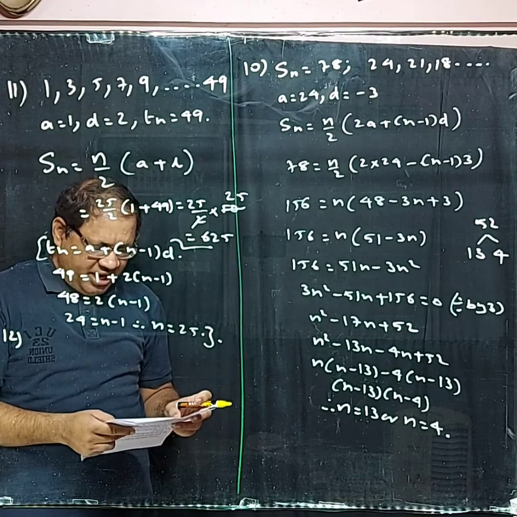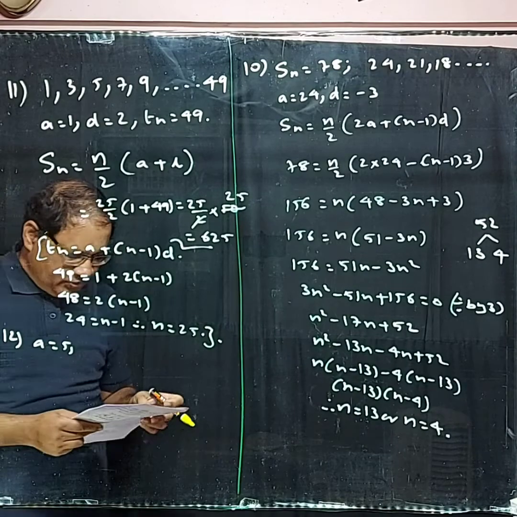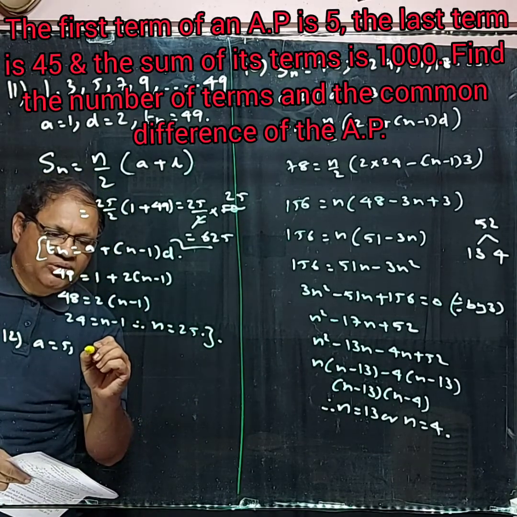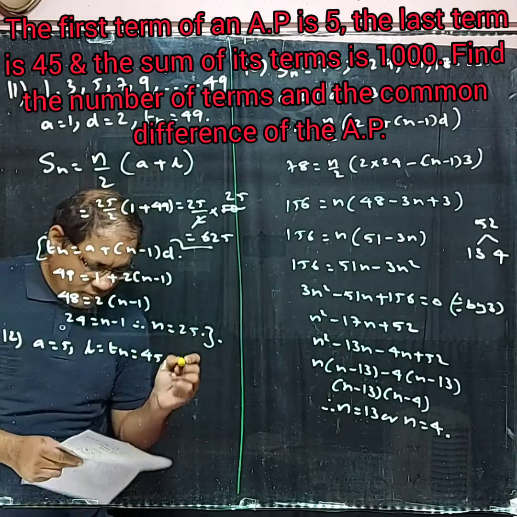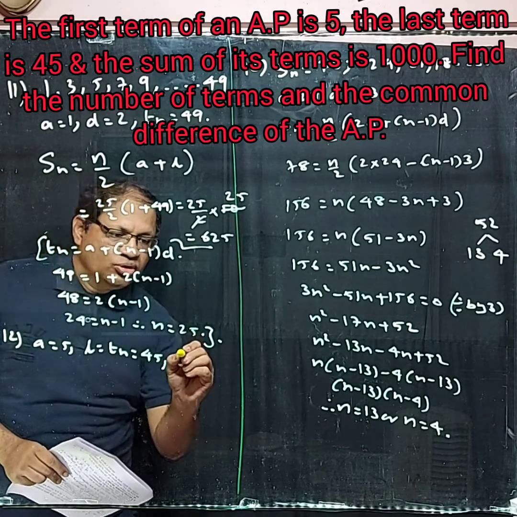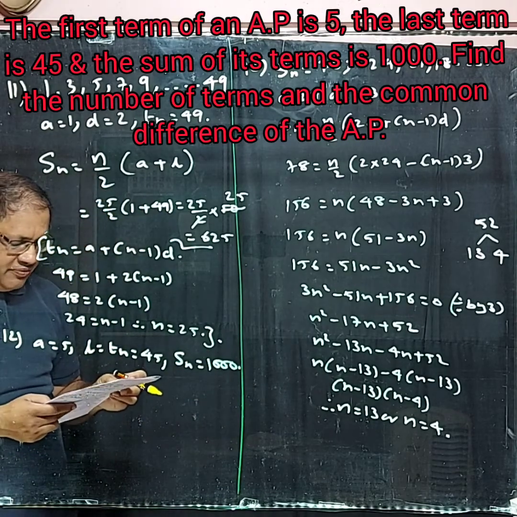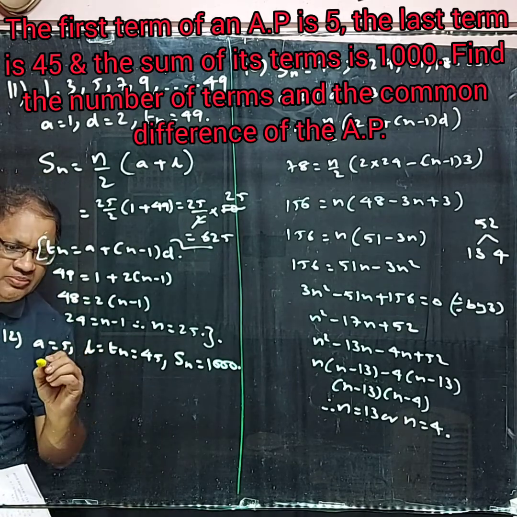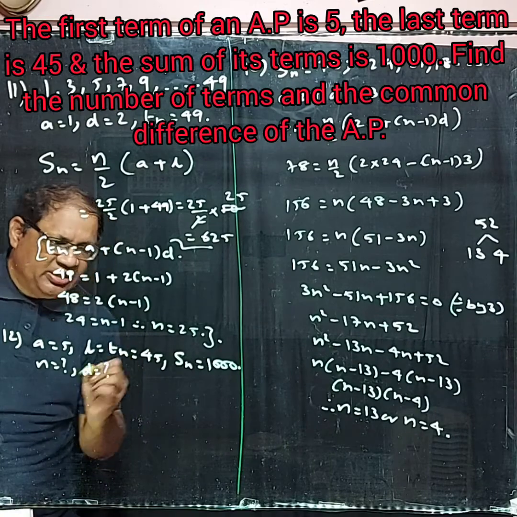The first term of an AP is 5. First term means a, a is 5. And the last term is 45. So last term you can write l or Tn as 45. And the sum of its terms is 1000. So Sn is 1000, sum of terms they have given. Find the number of terms and common difference. So number of terms, that means n they want, and d they want, the common difference.